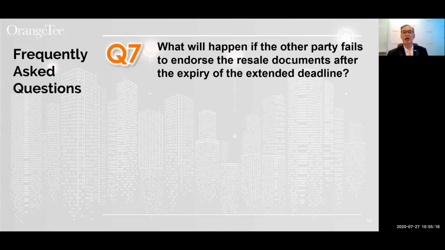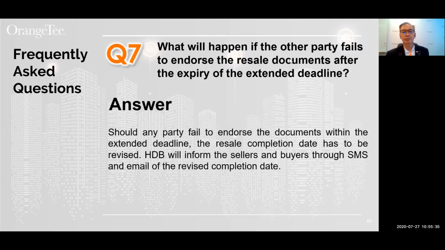Now, what will happen if the other party fails to endorse the resale documents after the expiry of this date? If there is any delay, due to whatever, maybe supporting documents not properly done, at the end of the day the completion date will be delayed further, right? So if any party fails to endorse by the deadline, the resale completion date will be revised and extended, all right? And a new SMS and email will be sent to both parties, seller and buyer, for the revised completion date.